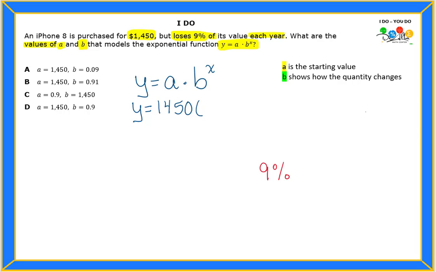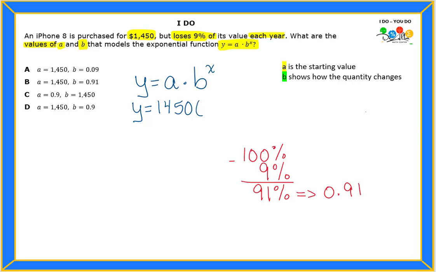Now remember, if you lose, that means subtraction. The total is 100%. We subtract the 9% that is lost, and that gives me 91%. If we write it as a decimal, it will be 0.91. So that's going to be my B.